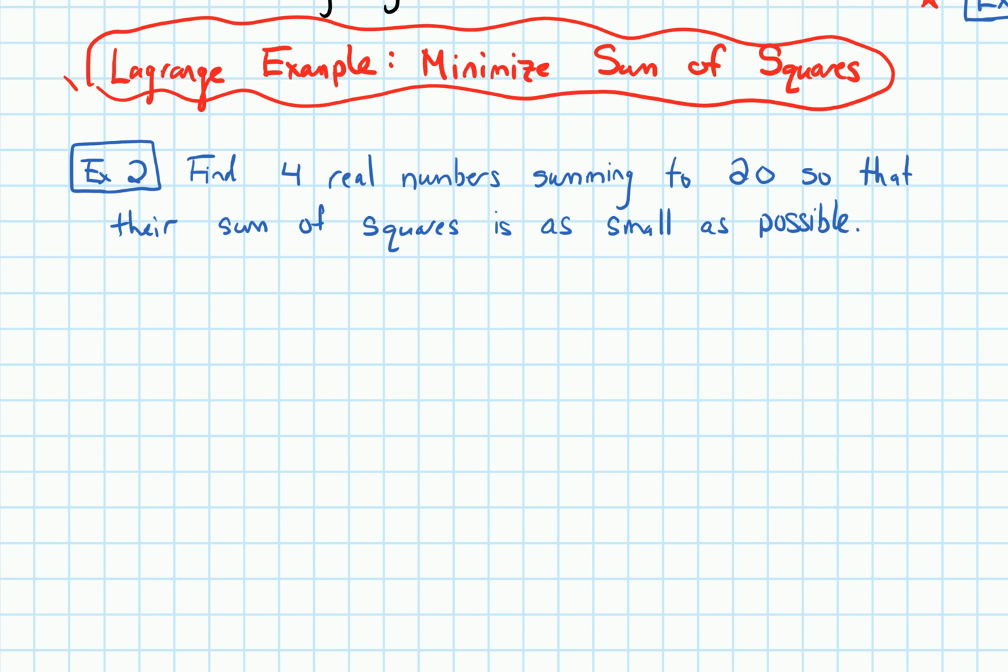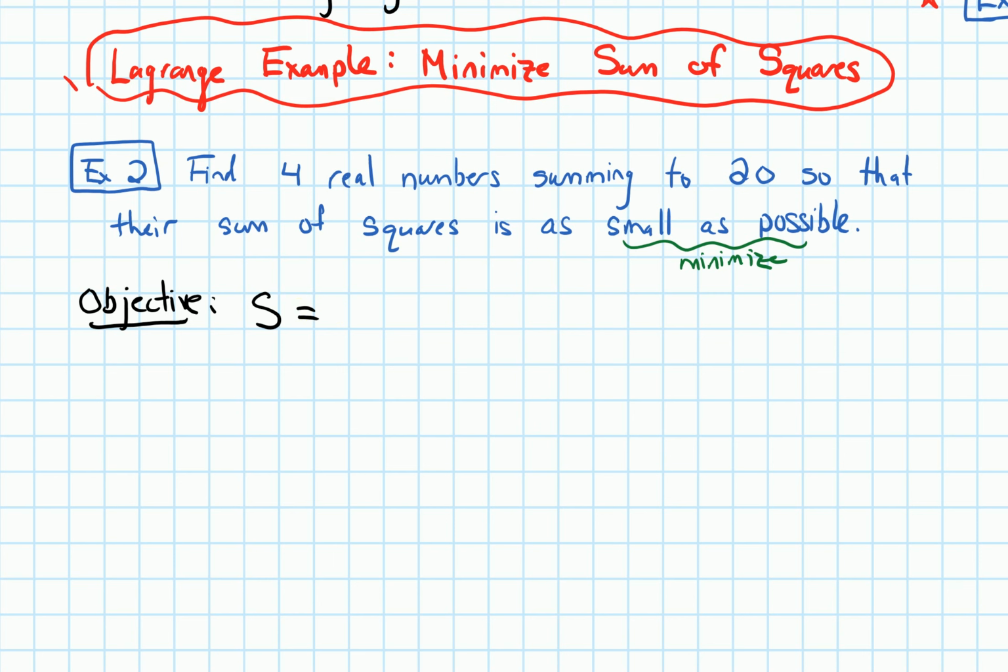Okay, so I want to begin by identifying my objective equation, so the quantity that I want to maximize or minimize. In this case, because the problem tells me as small as possible, I know I want to minimize something. So what is it that I want to minimize? I want to minimize the sum of the squares of these numbers. I don't have a name for that thing, so maybe let me call it S for sum.